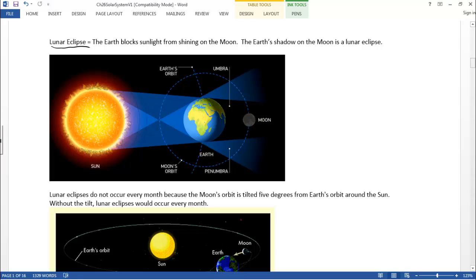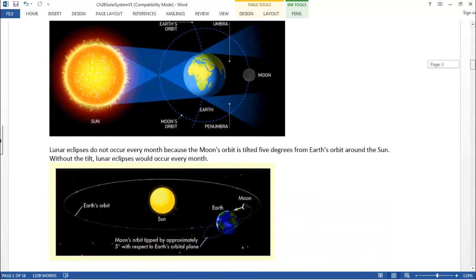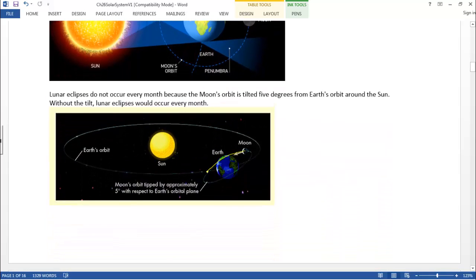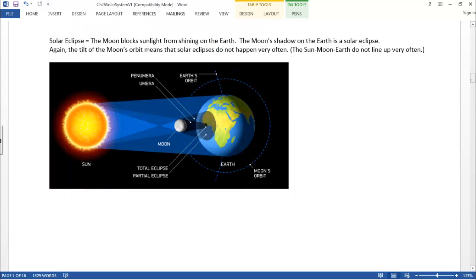And it turns out we don't get a lunar eclipse very often because the moon's orbit is not in the same plane as the Earth's orbit around the sun. So it's about a 5-degree difference. And so it's not very often that the sun, the Earth, and the moon are all lined up. Most of the time when the moon is behind the Earth, it's above or below, so it actually doesn't pass into the Earth's shadow.